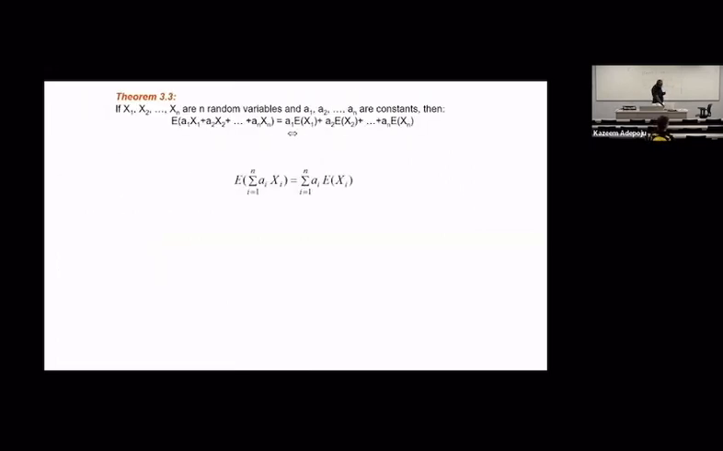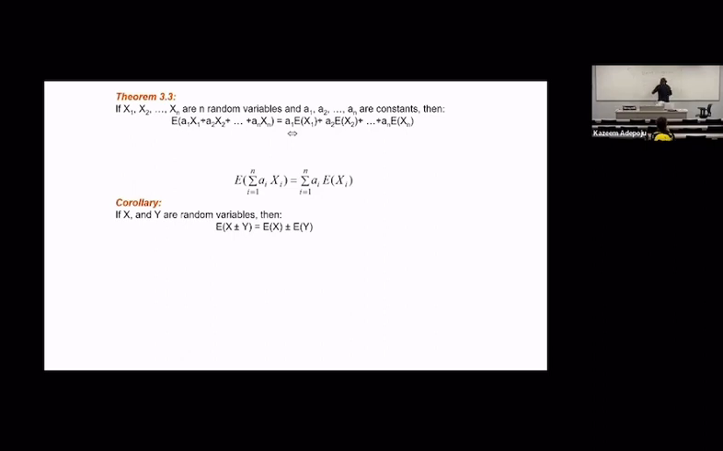Now if you take a look at theorem 3.3, we're just talking about the expectation of linear combination of random variables. The expectation of linear combination of random variables is basically going to be equal to what you are seeing. a1 expected value of x1 plus a2 expected value of x2. So take a look at all of that.